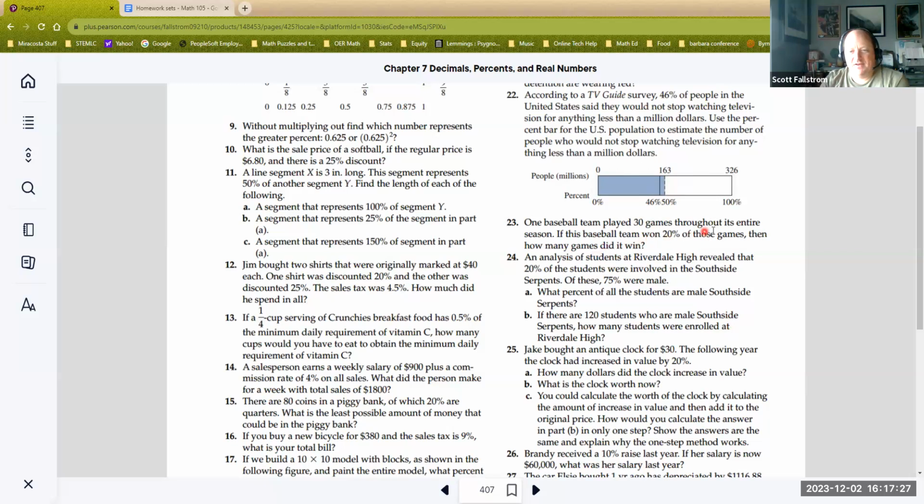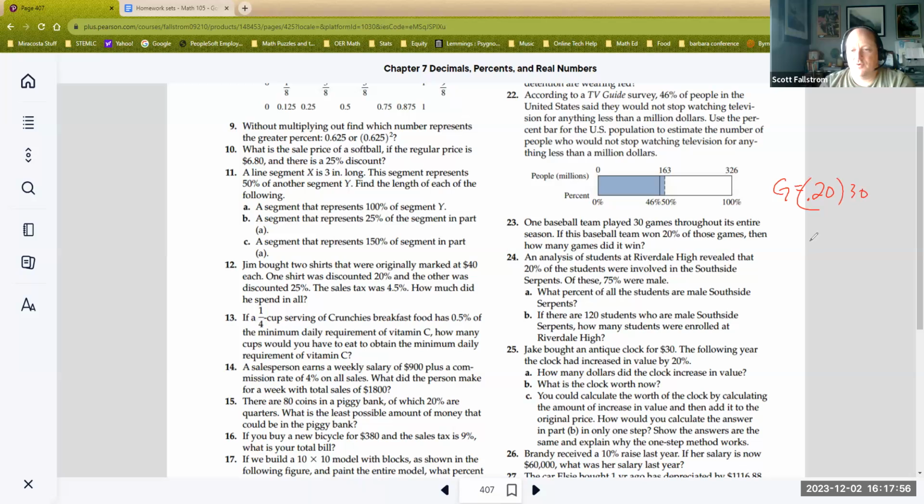One baseball team played 30 games. The team won 20% of those games. How many did it win? Okay, so 20% of the 30 gives you what? So again, these are the basic percent questions, and you can draw each one out in algebraic form. I'll reiterate that here. How many games did it win? So how many games is equal to 20% of 30? This would be the algebraic approach. And then you solve for G.